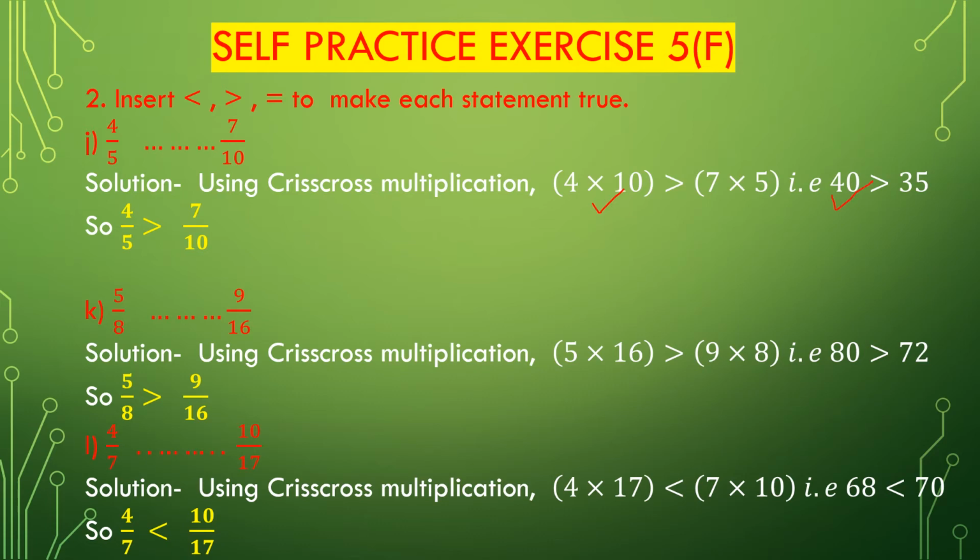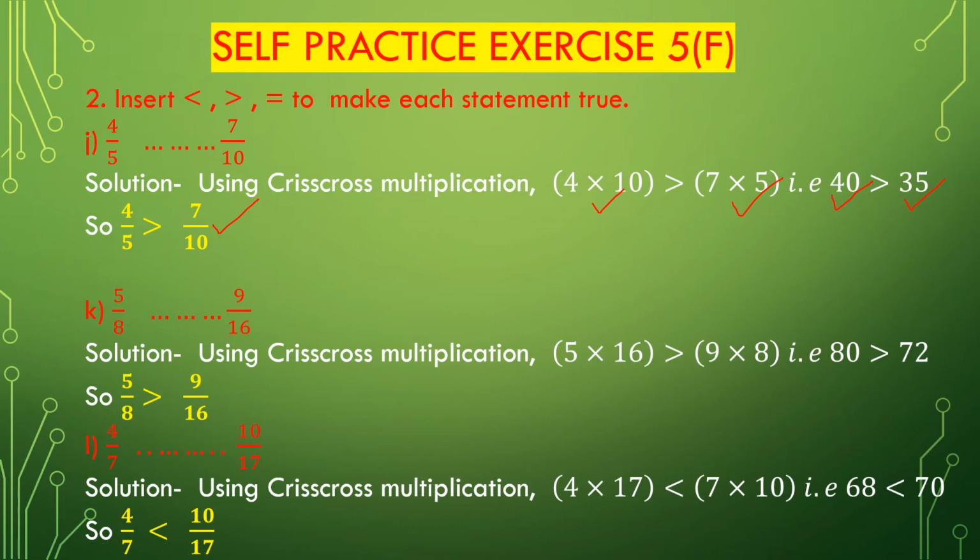And multiply the numerator 7 of the fraction 7 divided by 10 with the denominator of 4 divided by 5. Multiply numerator 7 with denominator 5. 7 multiplied with 5 is 35, and 40 is greater than 35. So 4 divided by 5 is greater than 7 divided by 10.